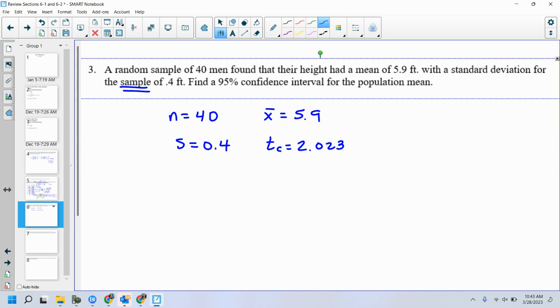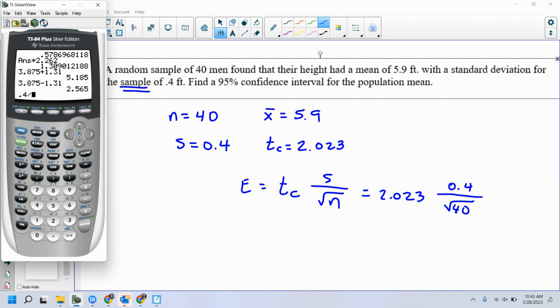Okay, we have all the required information we need to find the confidence interval. I know the error margin is going to be TC S over radical N. So in this case, TC is 2.023. S is 0.4 divided by the square root of 40. Let's run that first. 0.4 divided by the square root of 40 times 2.023. 0.128.